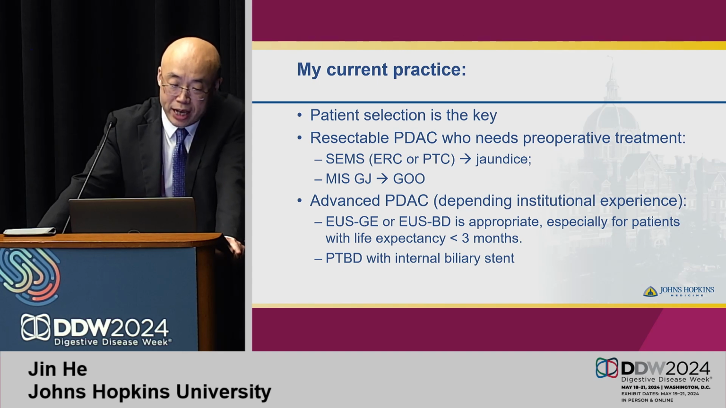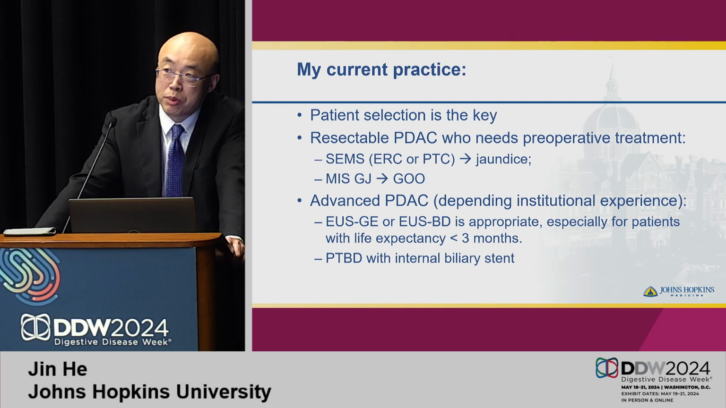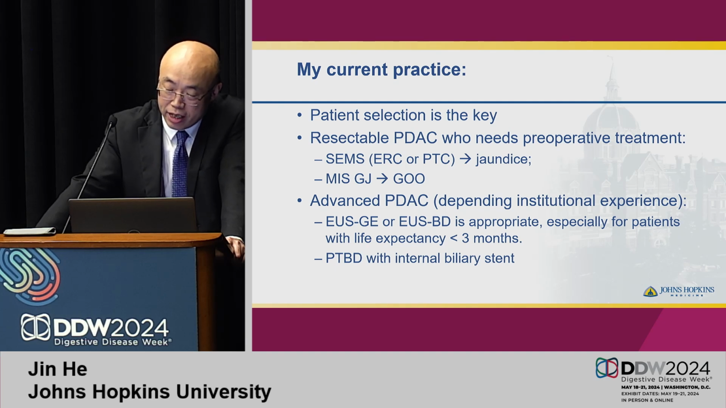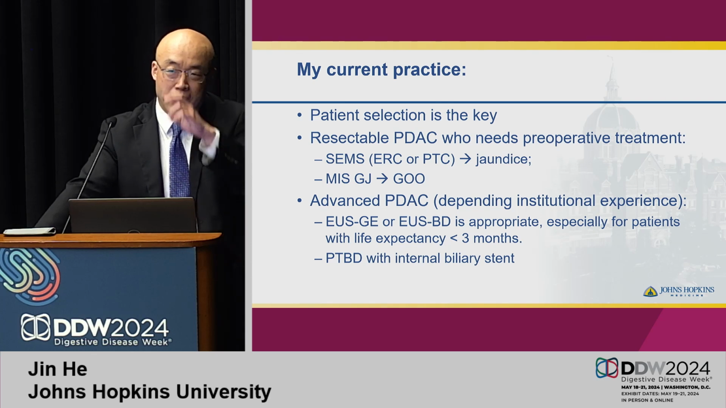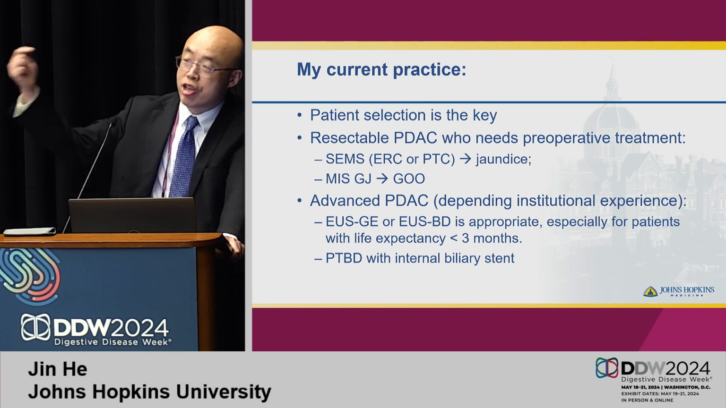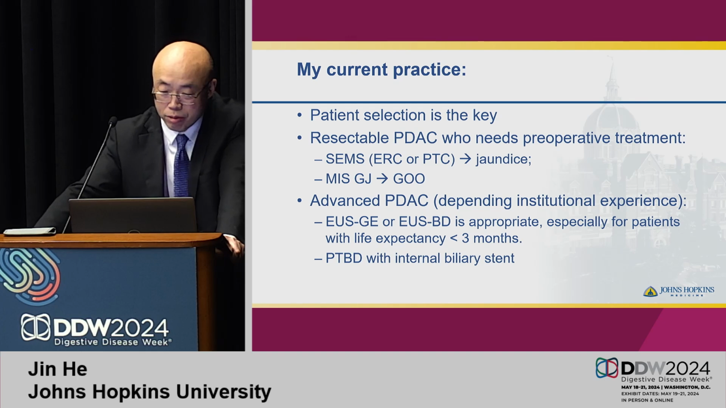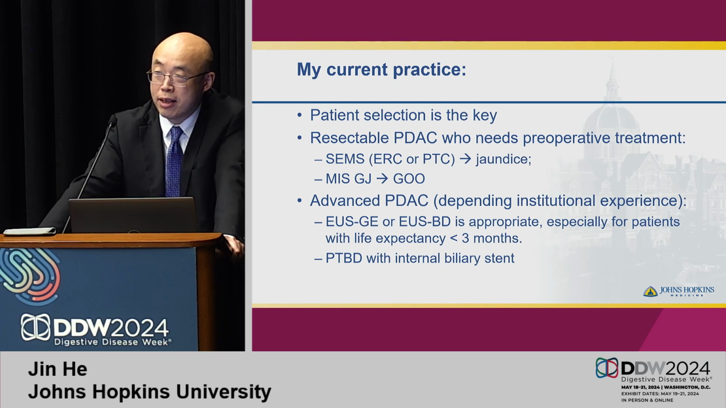But for patients with advanced pancreatic cancer, I do believe EUS-guided non-anatomic drainage is appropriate. Based on the guidelines, especially for those patients with life expectancy less than 3 months, this kind of procedure helps those patients in terms of quality of care and the drainage efficiency. In my institution, our IR team also routinely performs percutaneous biliary drainage with internal stent. So those patients do not carry a tube outside the skin, and their quality of life is also very reasonable.